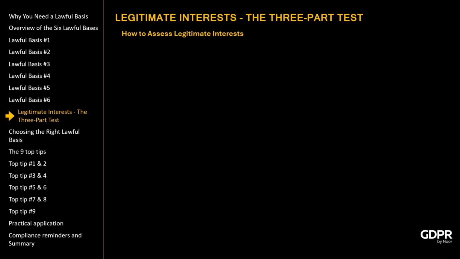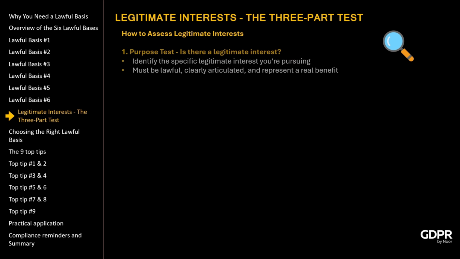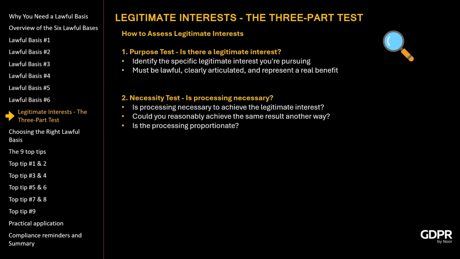If you rely on legitimate interest, you must complete a legitimate interest assessment, or LIA. It has three parts. First, the purpose test identifies your legitimate interest. It must be lawful, specific, and genuinely beneficial, not vague or generic. Second, the necessity test. Check whether the processing is truly necessary. If you can achieve the same goal in a less intrusive way, this test fails.